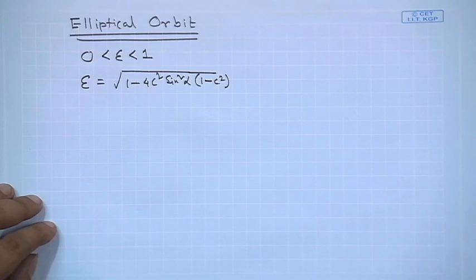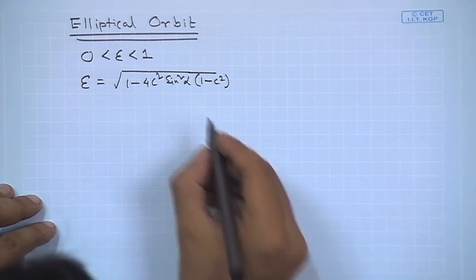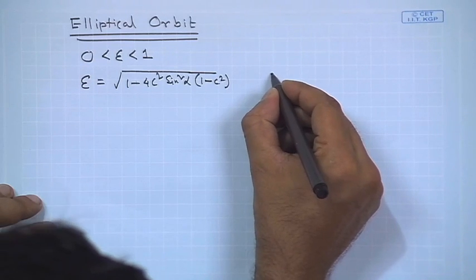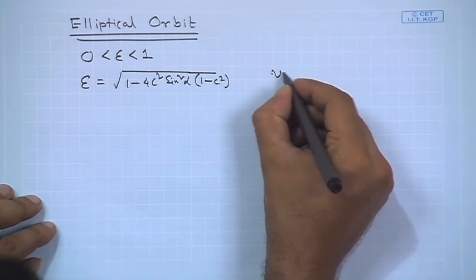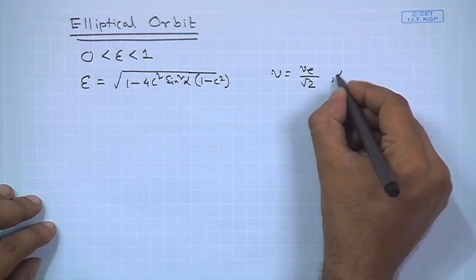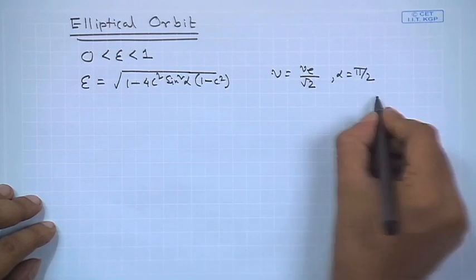Now, we have already seen that for v equal to v e by root 2 and alpha equal to pi by 2, we can get a circular orbit.